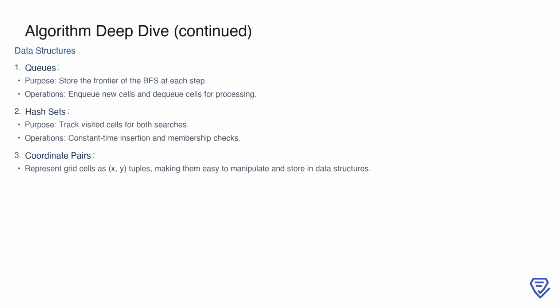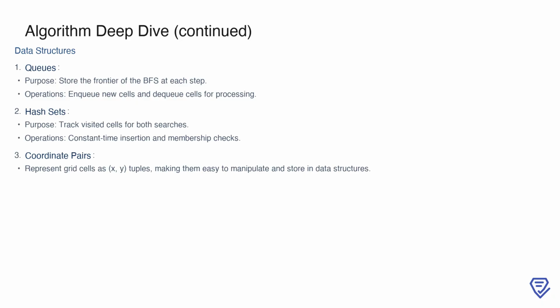The success of bidirectional BFS relies on 3 core data structures. First, queues are used to manage the frontier of cells being actively explored, allowing us to enqueue new cells and dequeue cells for processing in a systematic way. Second, hash sets are essential for tracking visited cells during the search. They enable constant time operations for adding new cells and checking whether a cell has already been visited, which is vital for avoiding redundant computations. Lastly, grid cells are represented as coordinate pairs, such as x, y, making it straightforward to manipulate and store them in the queues and hash sets.